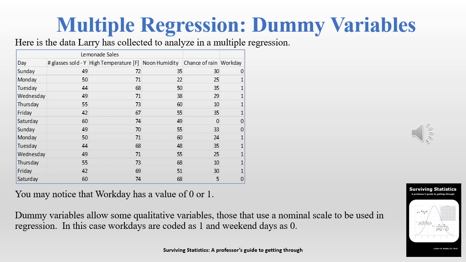Now notice, for work day, that's actually a qualitative variable, but we're able to quantify it using something called a dummy variable. And so we'll use a 0 or a 1, and in this case we'll use a 1 for a work day and a 0 for not a work day. And that enables us to actually do regression based on qualitative variables.